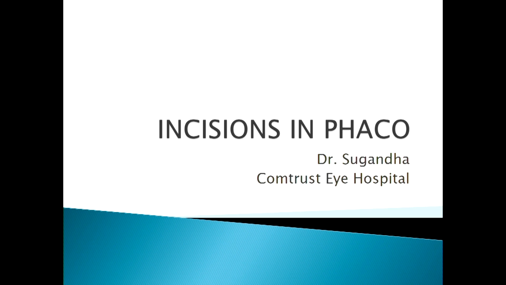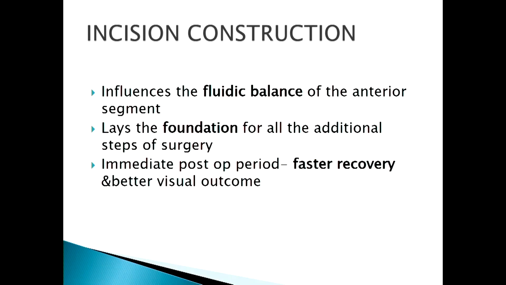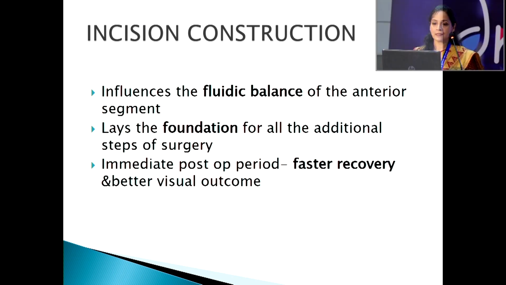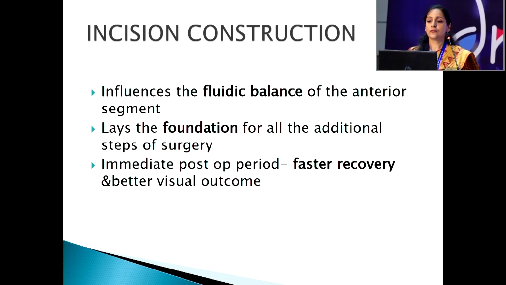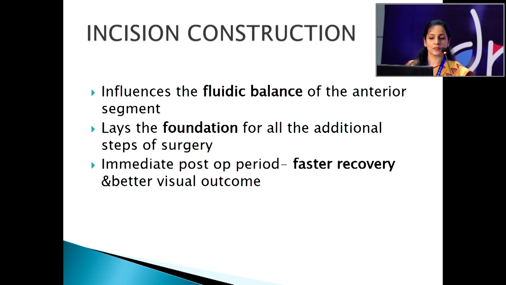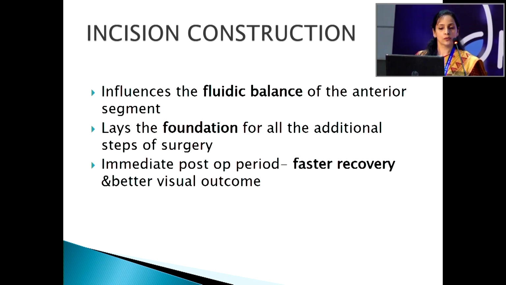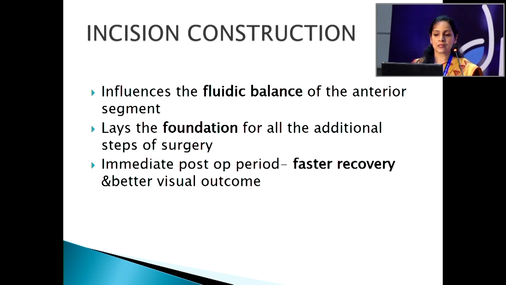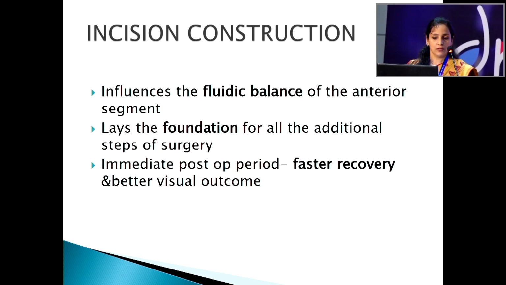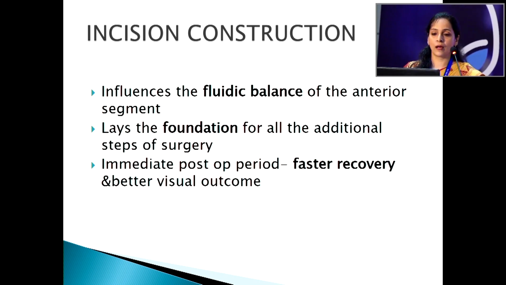So needless to say, the incision construction is of utmost importance, like all the other steps in phacoemulsification cataract surgery. Whether placed on the cornea or limbus or the sclera, incision is the gate to reaching the intraocular surgical space. It influences the fluidic balance of the anterior segment, lays the foundation for all the additional steps of the surgery, and also influences the immediate post-op period.